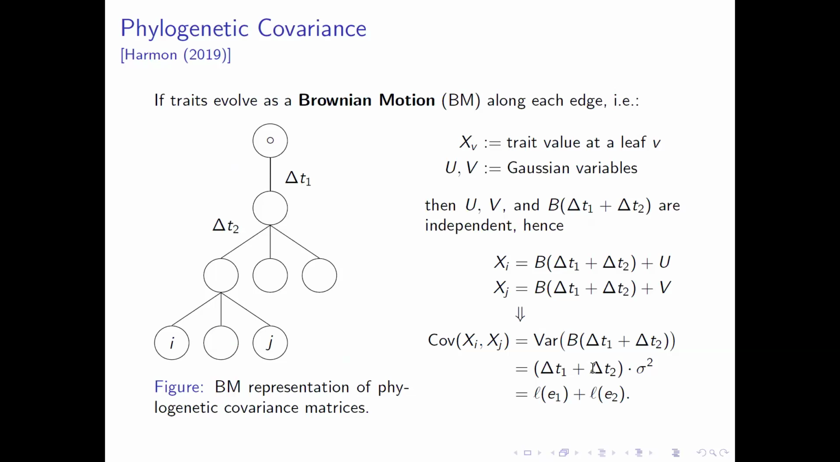We can get the same notion of covariance if we think of trait evolution as following a Brownian motion along each of the edges. So here, for example, if we are looking at leaves I and J, which shared their evolutionary history for time delta T1 plus delta T2 before diverging, then we would get that their covariance is just a function of their time and some factor which you can think of as maybe being a rate of mutation.